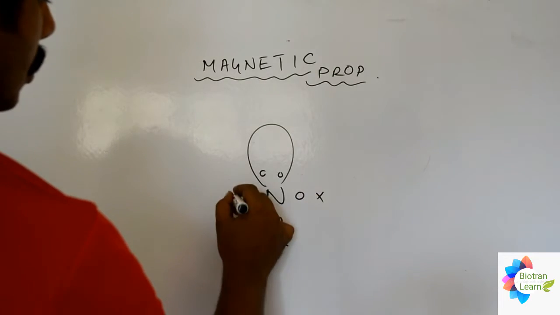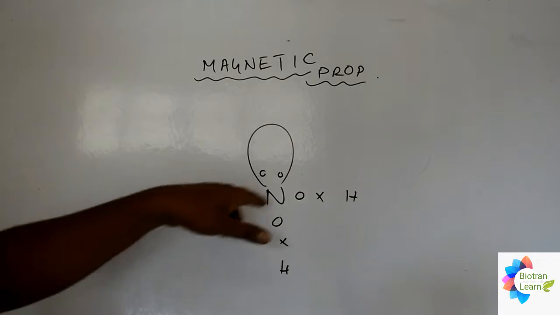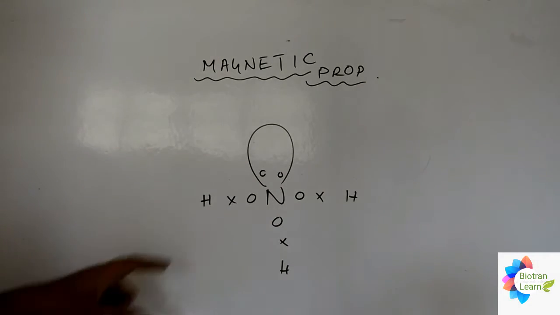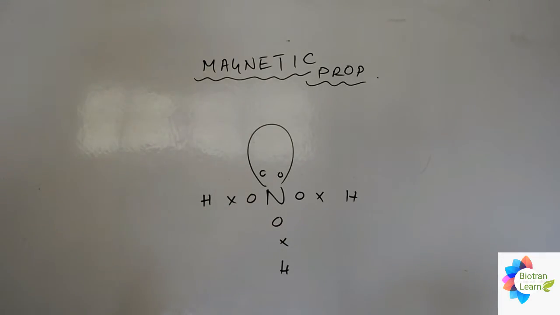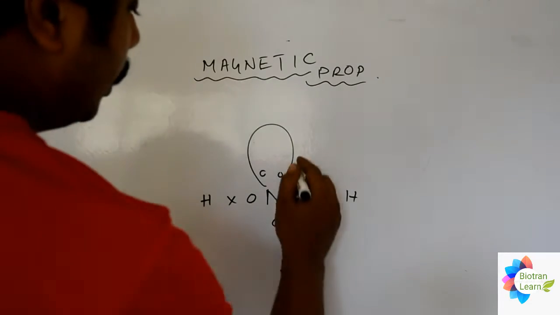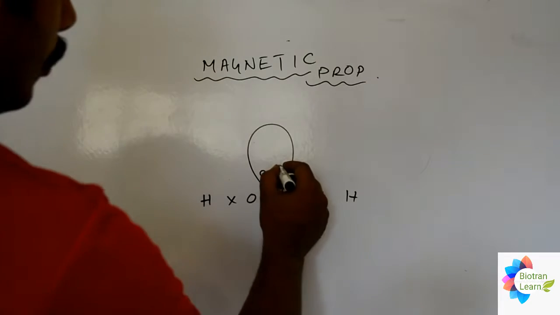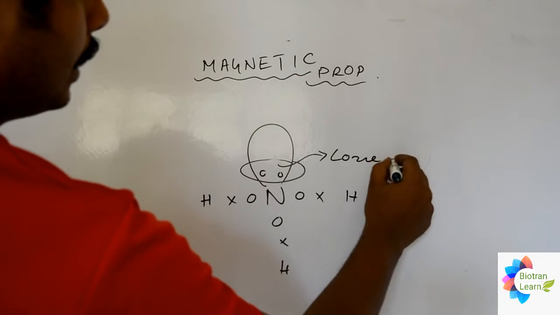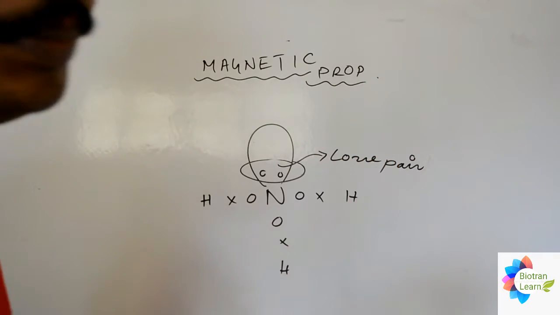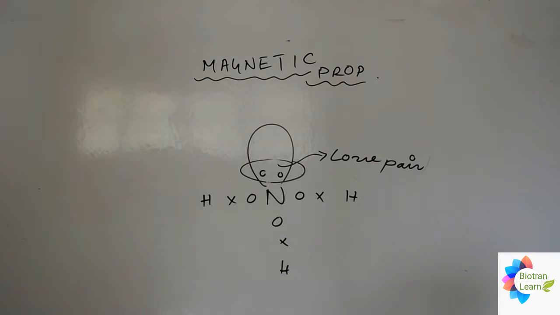suppose these two have formed a bond, these three electrons have formed a bond with hydrogen, but there is one extra pair of electrons. This one will play a role as a lone pair, and this lone pair alone is responsible for the magnetic property.